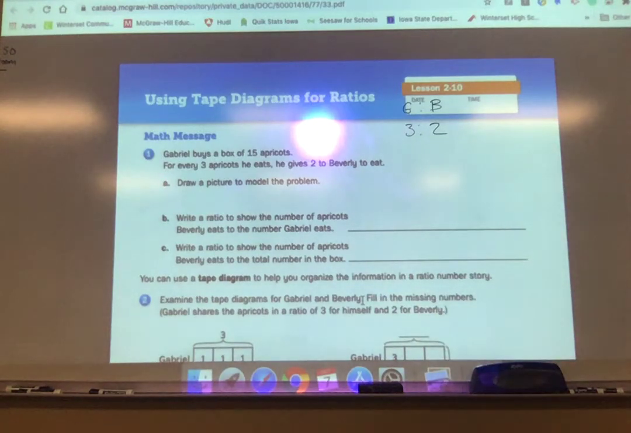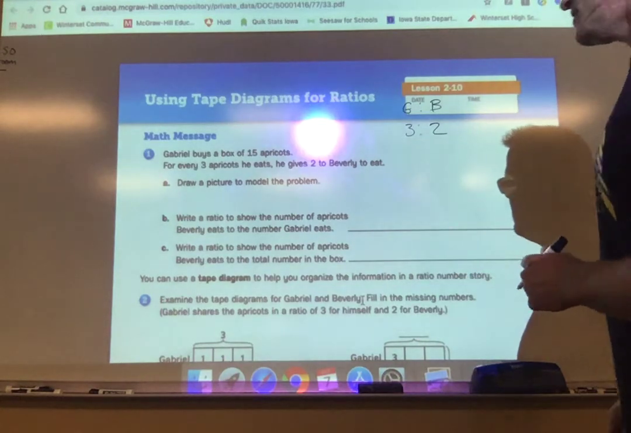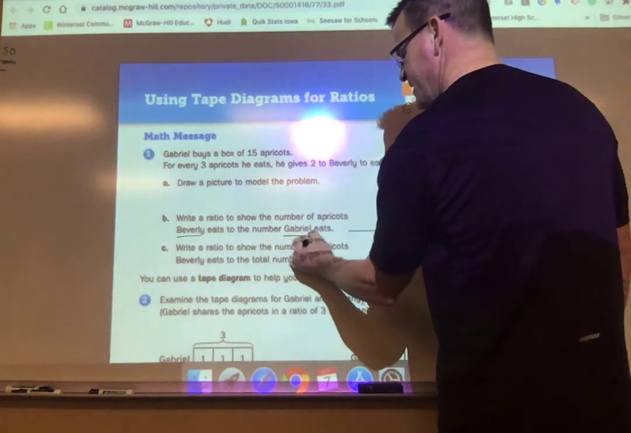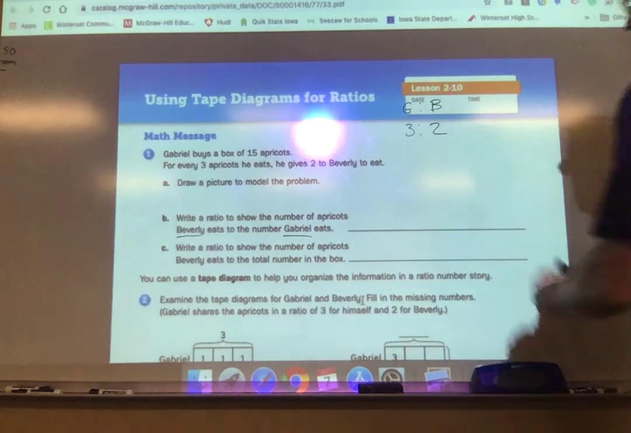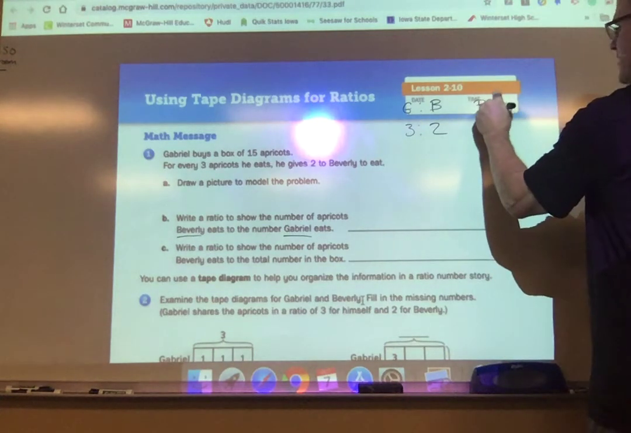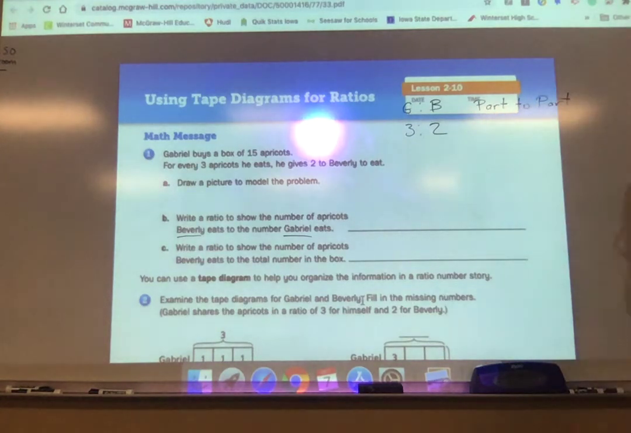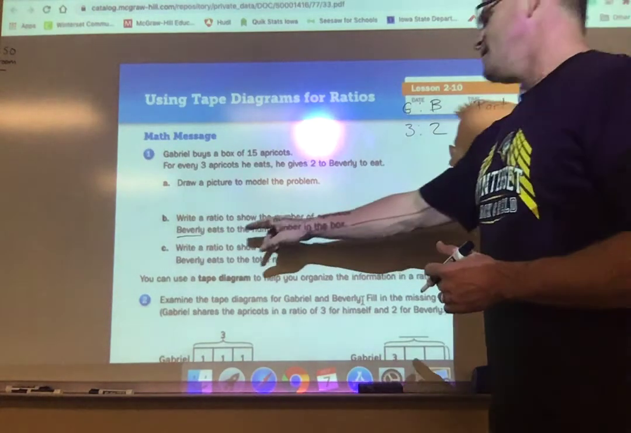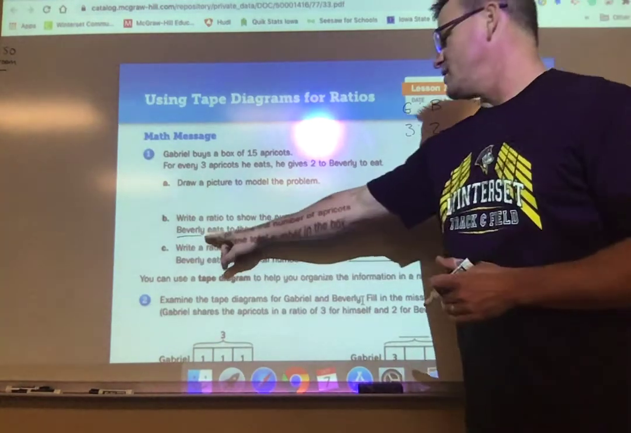The first one talks about writing a ratio to show the number of apricots Beverly eats to the number Gabriel eats. Okay, so you got to look at what we're comparing here. In this case, we're comparing Beverly to Gabriel. All right, so we call that a part-to-part ratio. Okay, you're comparing the 2 separate parts, nothing to the total. So in this case, if we want to compare what Beverly eats, we know it's Beverly to Gabriel. We have to go in that order.